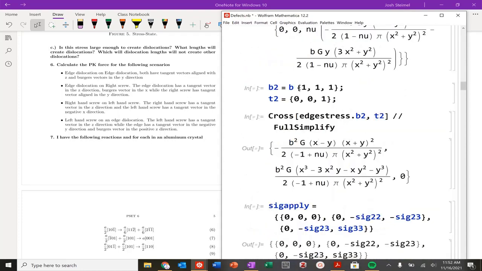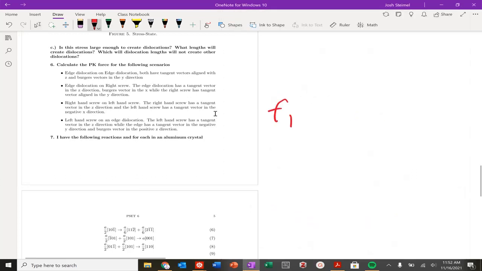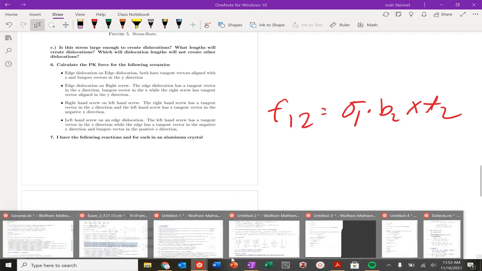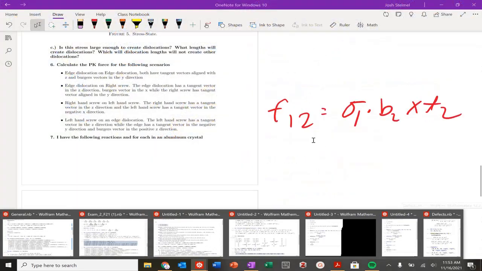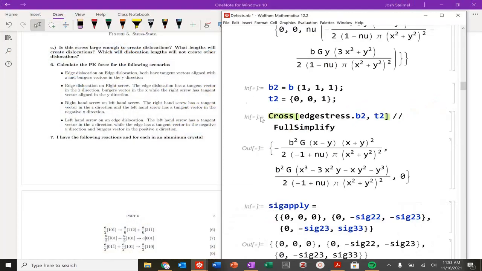Pretty pictures. Fantastic. All right, so if we remember, we have our expression previously: the stress acting on 1, B2, T2. The general expression, if I have a force of 1 acting on 2, is going to be equal to the stress of 1 dotted with the Burgers vector cross the tangent vector of 2. So again, that's our general expression. The stress that 1 is exerting on our 2 defect, which is defined by that Burgers vector and all those good values. So let's get it started.